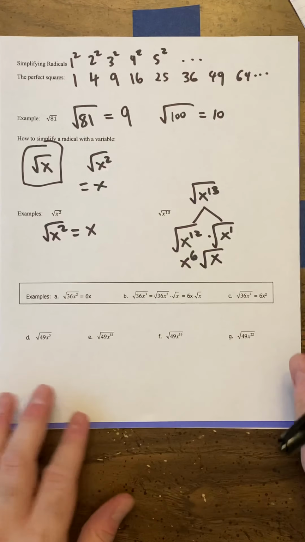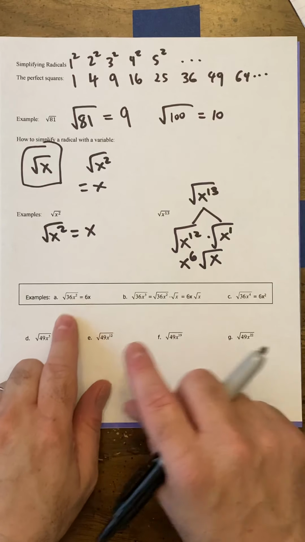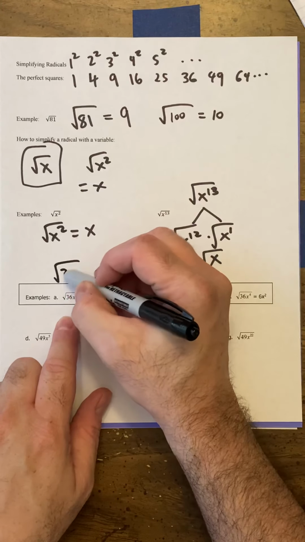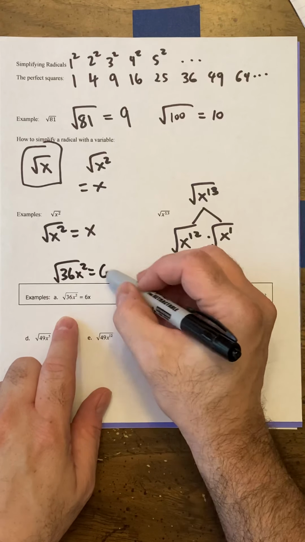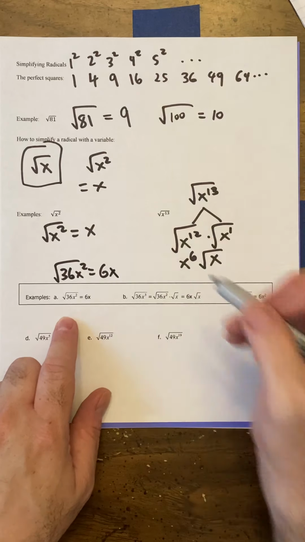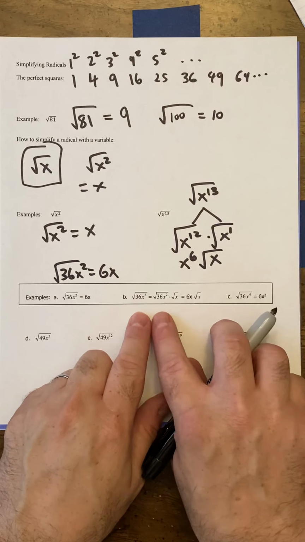All right, here are some other problems. Here's a combination of numericals and variables, so I'll write these a little larger. Square root of 36x squared. The square root of 36 is 6. X squared, the square root of that is x. So it becomes 6x. How about 36x to the third?